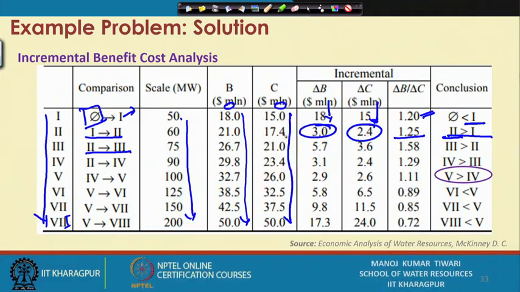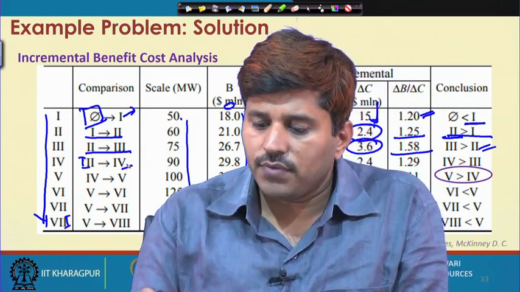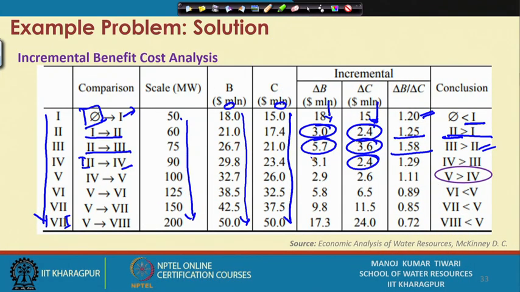So, for comparing alternative 2 and 3, we see that over a $3.6 million investment, we get an additional benefit of $5.7 million, giving a benefit cost ratio of 1.58, which says that alternative 3 would be better than alternative 2. Similarly, we now compare alternative 3 to alternative 4, and we see that an additional cost of $2.4 million leads to a benefit of $3.1 million, and that suggests that alternative 4 is better than alternative 3.